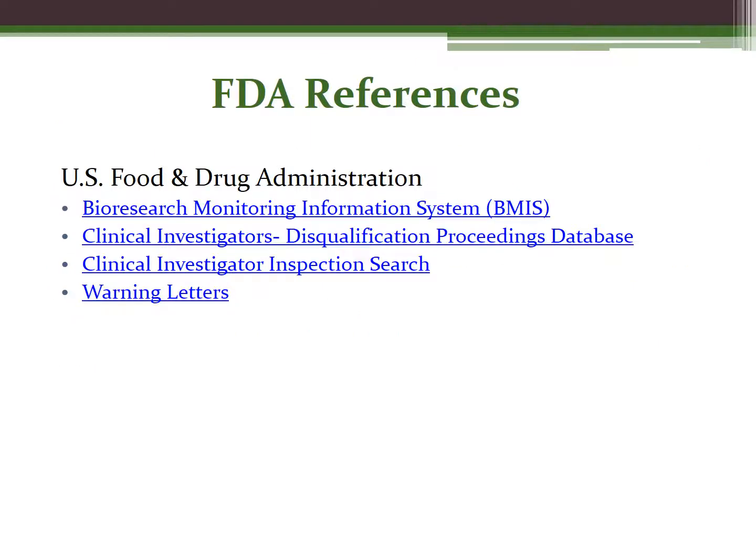So here are references if you want to go look at the warning letters and see what's out there. It is interesting. You can search by geographic area. I believe in the clinical investigations inspection search, if my memory is correct, you can look through the Dallas office if you're interested in finding what's happening geographically in this area.